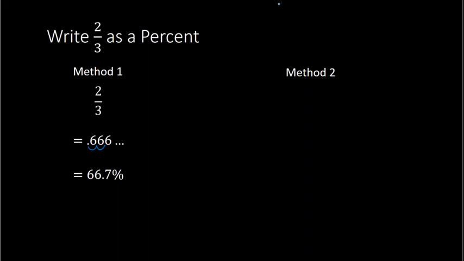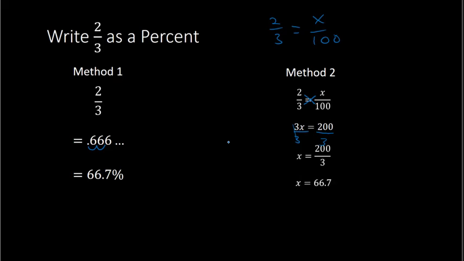Using the other method, I can write an equation where I know 2/3 I can convert to something over 100, which would be my percentage. So I can get that equation. I can then cross multiply 3 times x, 2 times 100 to get 3x equals 200. And then divide both sides by 3. I have x on the left side, and then 200 over 3 on the right side, which when I divide, I will get 66.7%. So my solution would be 66.7%. So either way, we get the same solution.